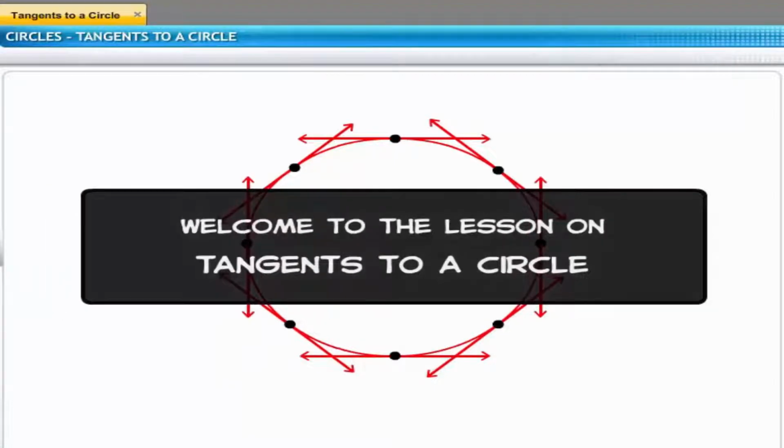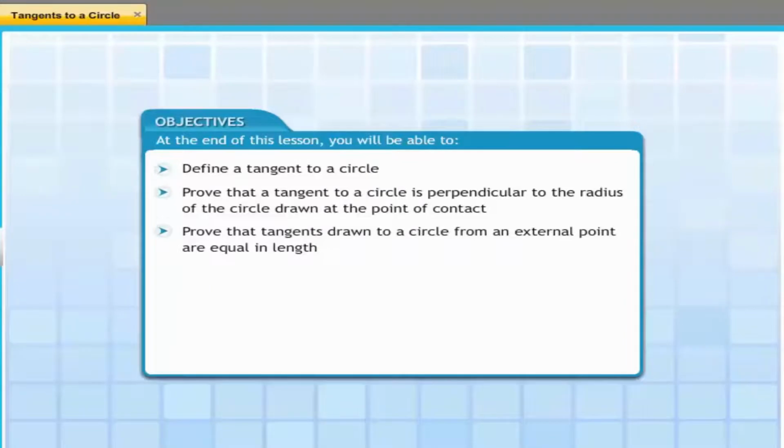Welcome to the lesson on tangents to a circle. At the end of this lesson, you will be able to define a tangent to a circle and prove that a tangent to a circle is perpendicular to the radius of the circle drawn at the point of contact. You will also be able to prove that tangents drawn to a circle from an external point are equal in length.